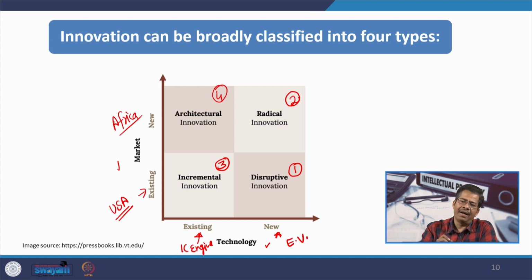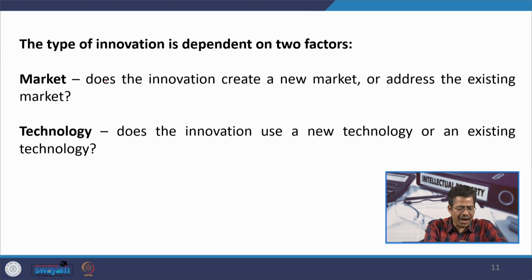Like in India, we got mobile phones in 1996, but before that mobile phones were already very popular in Europe and America. So, at that time this was an architectural innovation for mobile phones coming to India. So, that is how you can have 4 broad categories of innovation. And then we see how, with respect to these categories, you are going to have different types of IP strategies. So, market and technology, that we have already addressed.